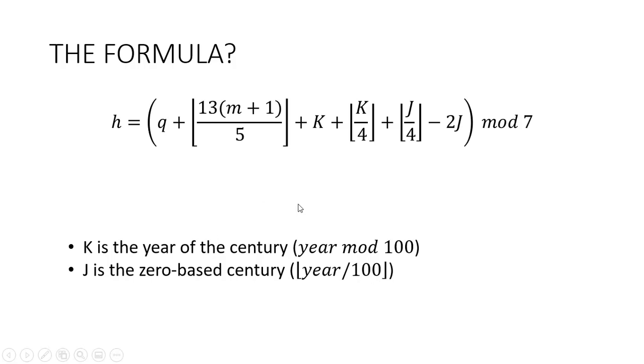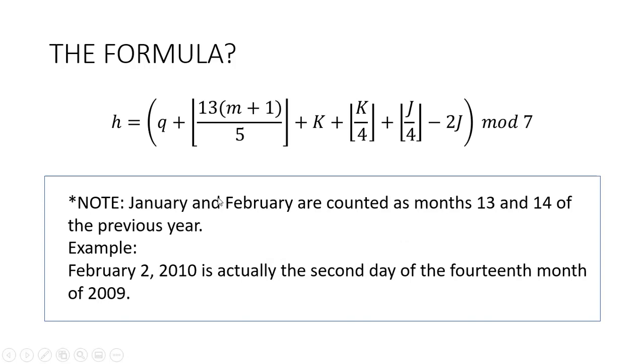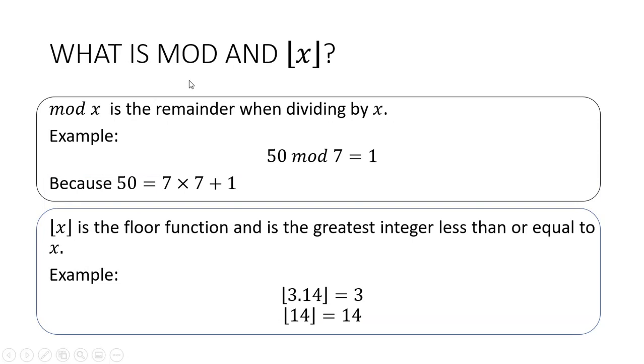So now I'm going to explain to you what these mod and floor function operators are. But before doing that, we have to note something: January and February are counted as months 13 and 14 of the previous year. So for example, if you were born on February 2, 2010, that is actually the second day of the 14th month of 2009. So be careful, as I told you, with these months.